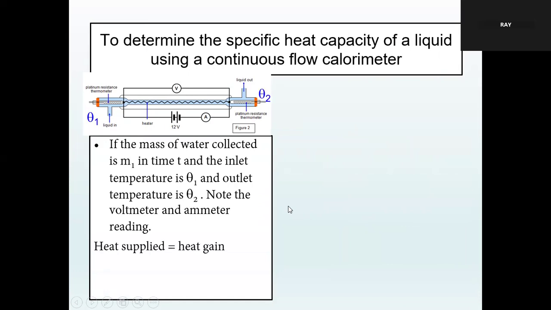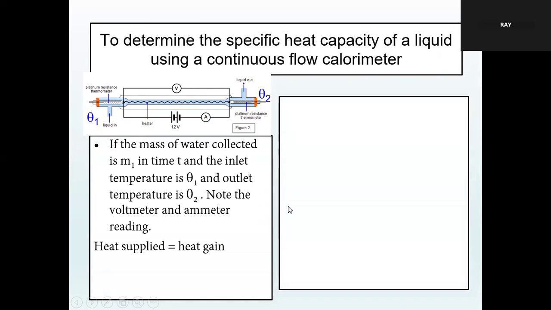Then note the voltmeter and ammeter readings. Then heat supply equals heat gain. Heat supply is by the electrical method, V1 I1 T, and then M1 c T (theta 2 minus theta 1) plus H. That's the heat loss. The advantage of the apparatus is that the water is surrounded by a vacuum. This is a vacuum there, a glass vacuum.